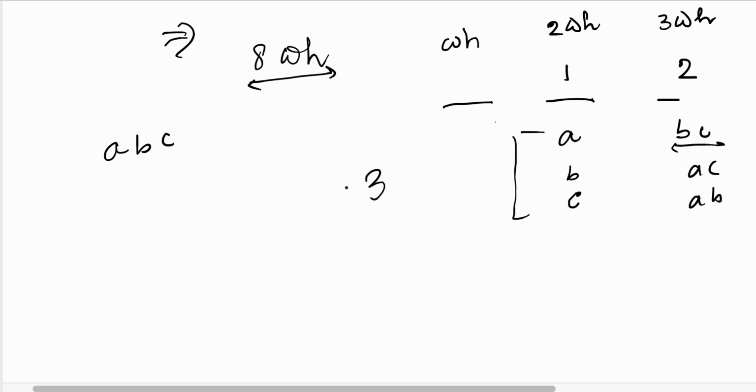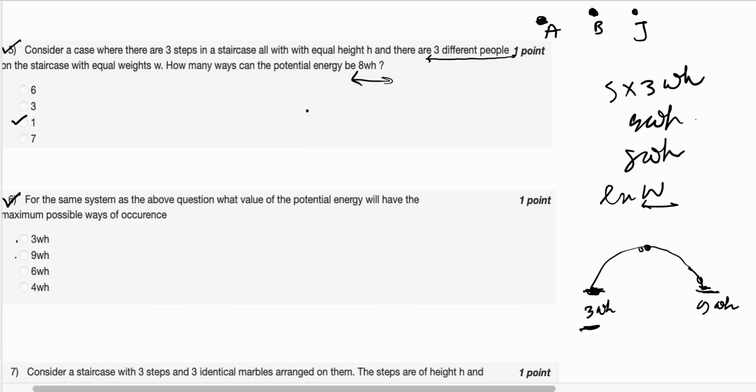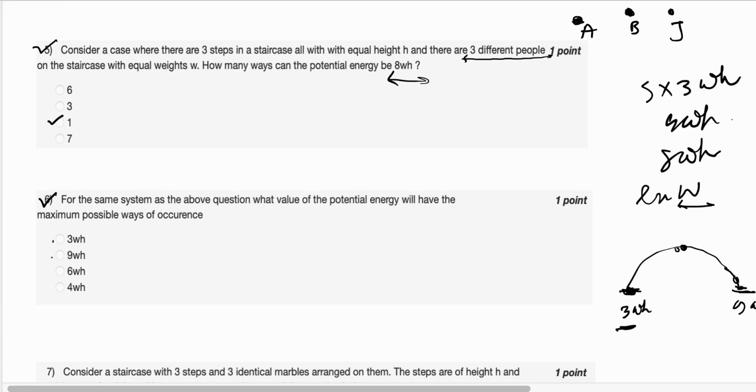So that means in three ways I can put three individuals in the three states such that my total potential energy will be 8 omega h. So in the fifth question, the answer will be 3. And in the sixth question, let's see.